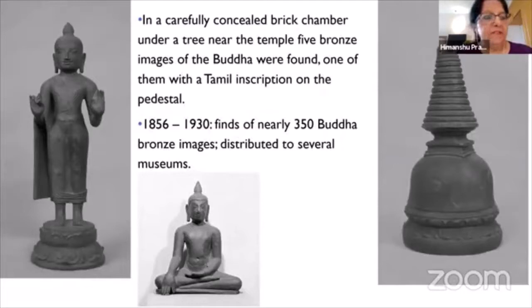What is important is that when it was demolished, a large number of bronze images of the Buddha were found and have continued to be found in the region. Please notice the stupa with the chhatras on the right-hand side. Next slide, please.